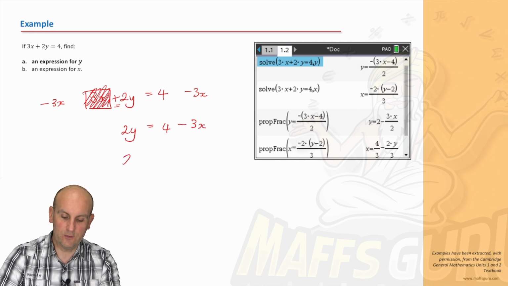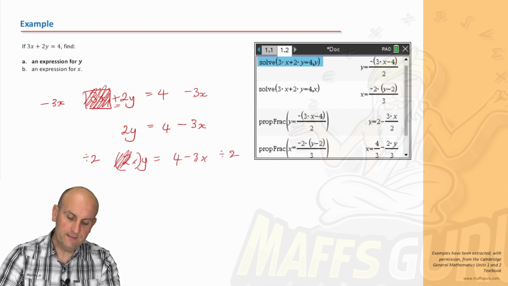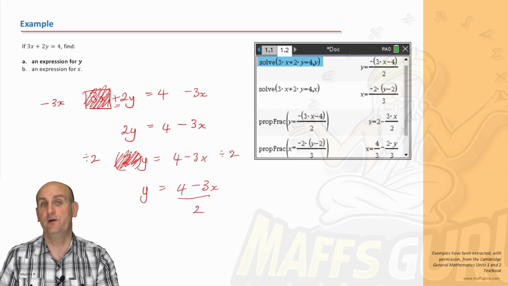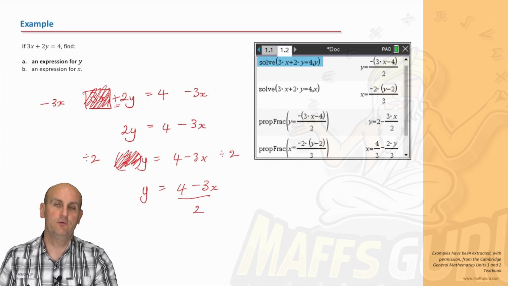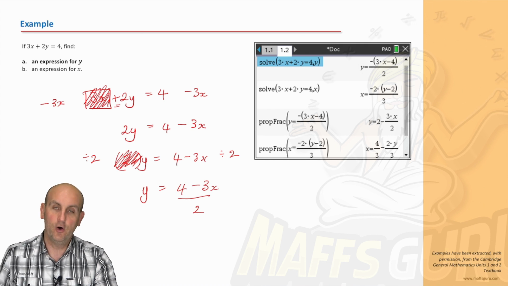All right, what's between the 2 and the y? A kissy, indeedy. And so I want to get rid of the times by 2. How do I get rid of that? Divide both sides by the 2. Bye-bye. Sayonara. Leaves me the y on its own. Now, 4 minus 3x all on 2. That's how to write that. When you're dividing everything by 2, you have to write it all with that line underneath. 4 minus 3x on 2.